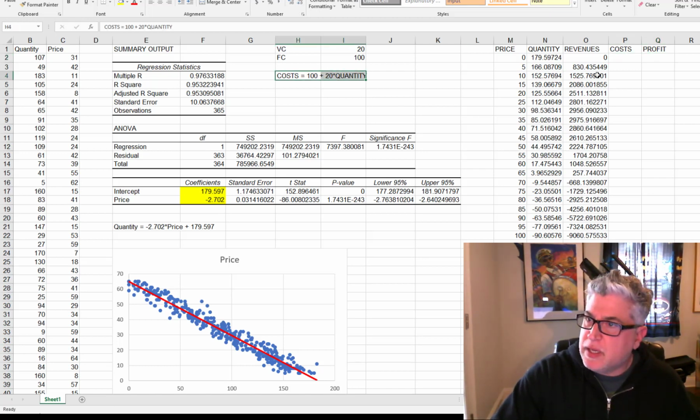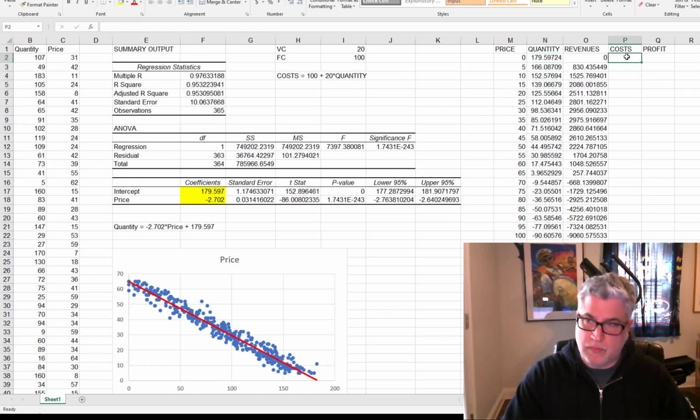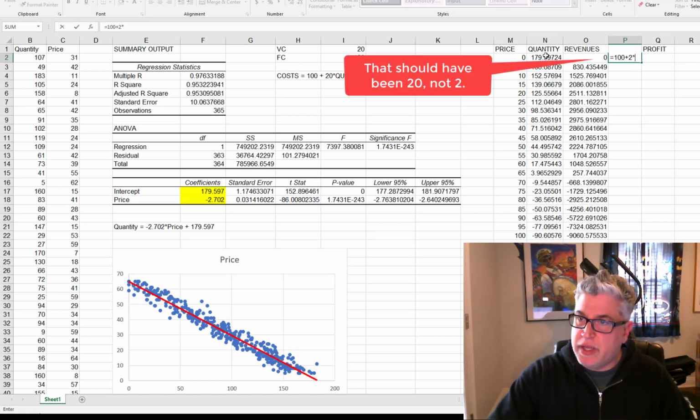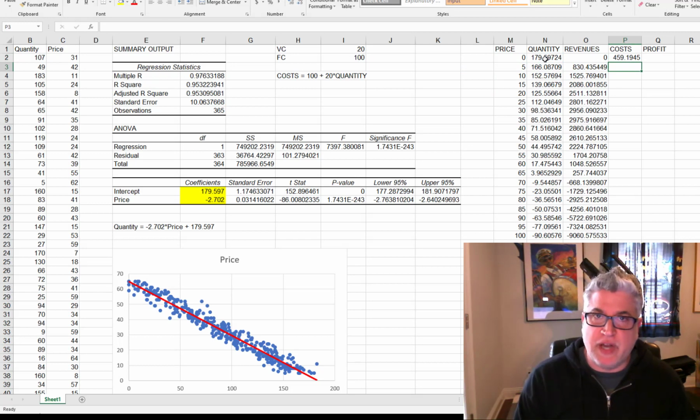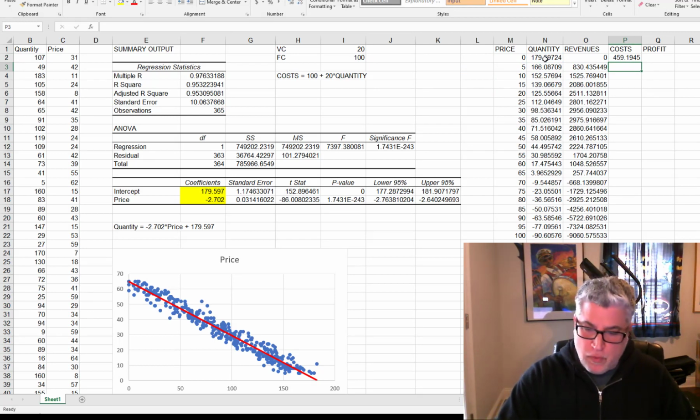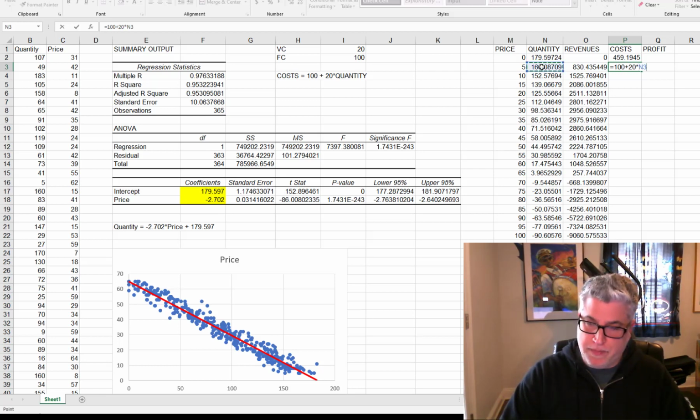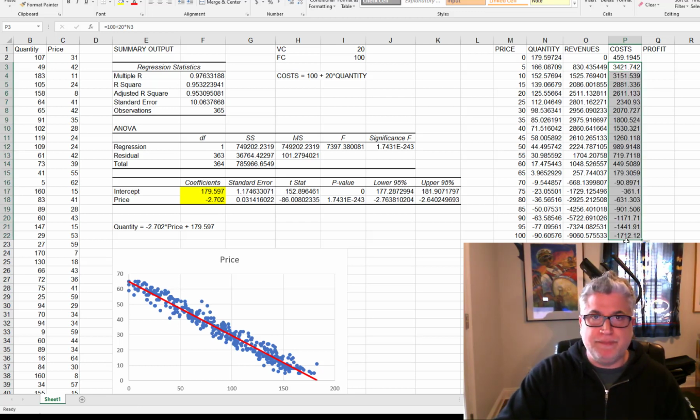Let's use this to calculate costs for every specific quantity here in our table. Okay, so we have 100 plus 20 times the quantity. And for this row, the quantity is 179. Just hit enter and we get $459. If the price were 5, we'd produce 166 units. And so we have to pay for those plus our fixed costs. So let's do that one too. 100 plus 20 times this quantity. And we could just copy this formula down to get the rest of the table.